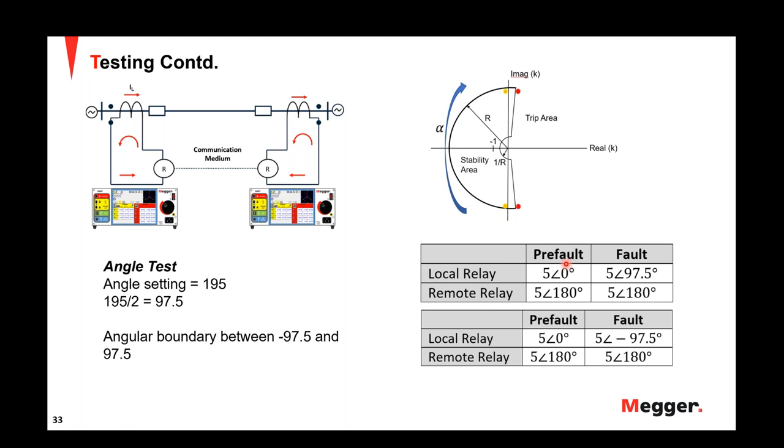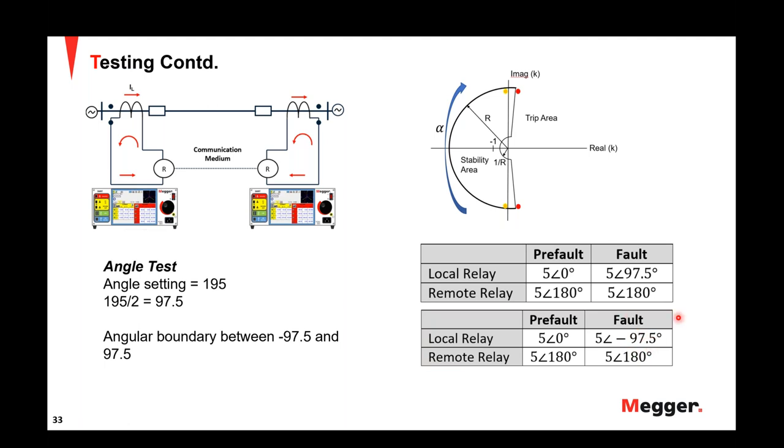And then in the fault state, like I said, with multiple fault states, you could start with, let's say, 90 degrees, and then go closer to 97.5, and you would see that the relays are supposed to trip beyond 97.5 or at 97.5. So that is your first result. And similarly, you would perform a second test in the other direction, the minus 97.5 direction.